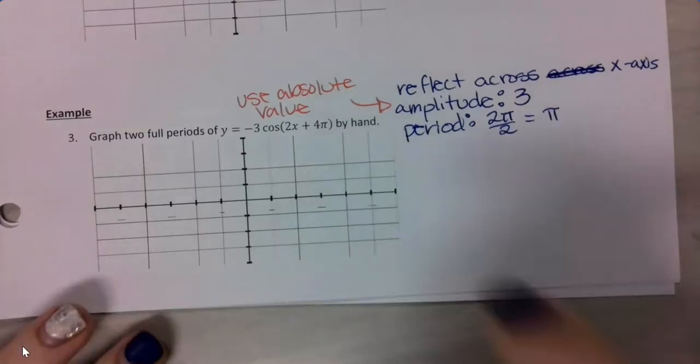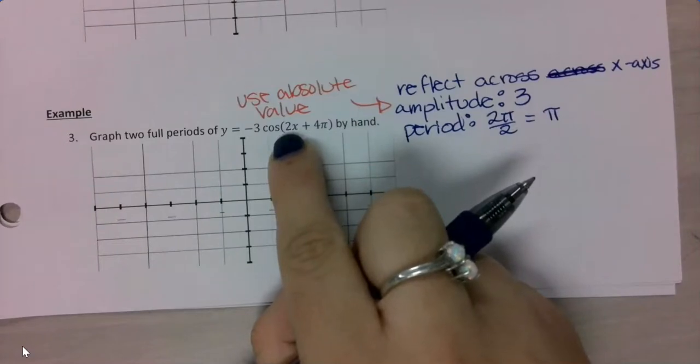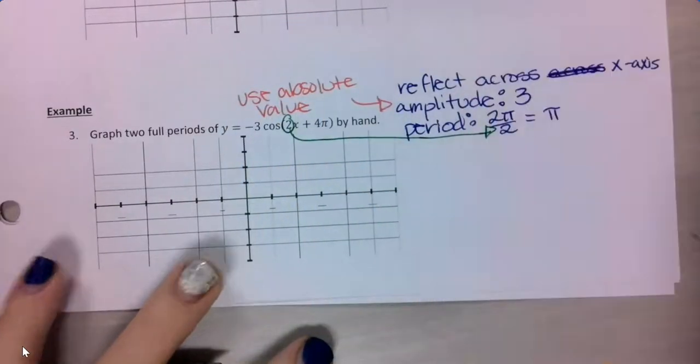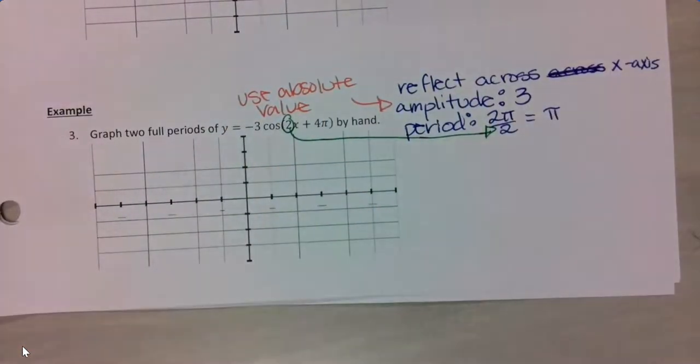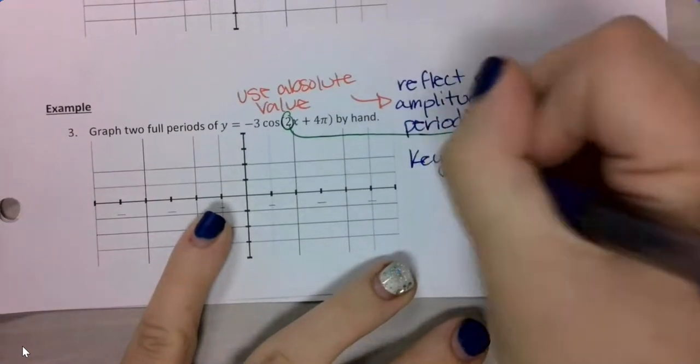No, that's for your key points. My x has a 2 out front, that's why I divided by a 2 for period. Because you always take this number, and that's what I'm dividing by right here. Okay, so then for my key points, wait, I forgot phase shift.